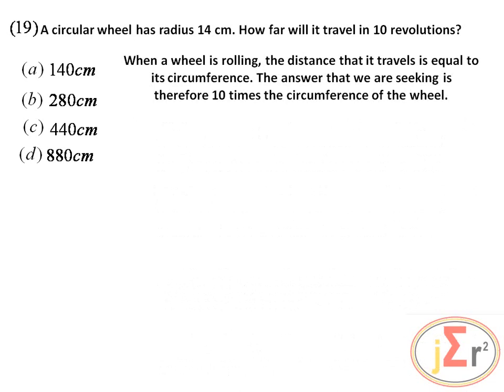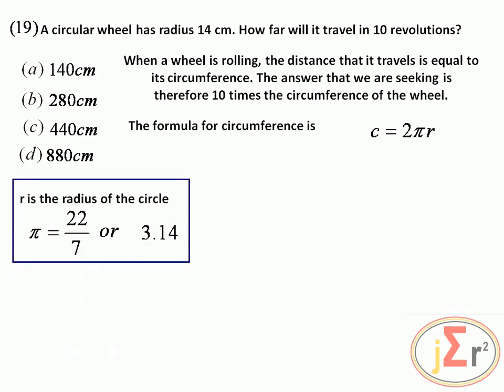When a wheel is rolling, the distance that it travels is equal to its circumference. The answer that we are seeking is therefore 10 times the circumference of the wheel. The formula for circumference is equal to 2 pi r. 2 multiplied by pi multiplied by r. R is the radius of the circle. Pi is equal to 22 over 7 or 3.14. We are going to use 22 over 7 in this particular case.